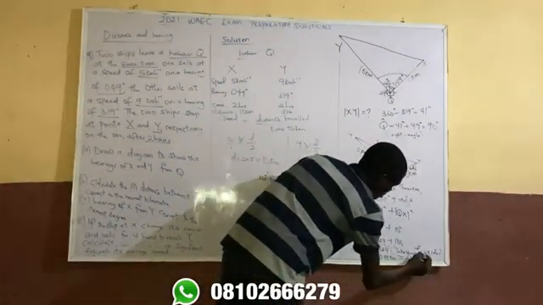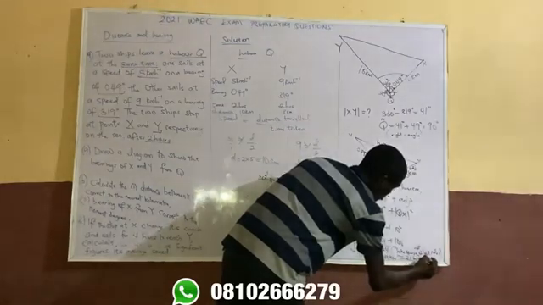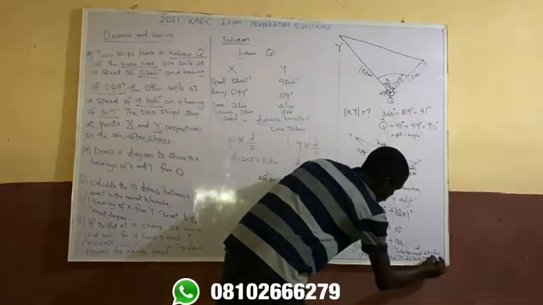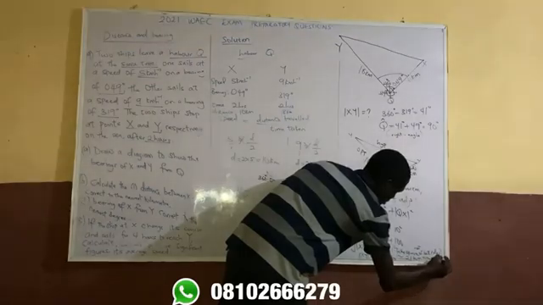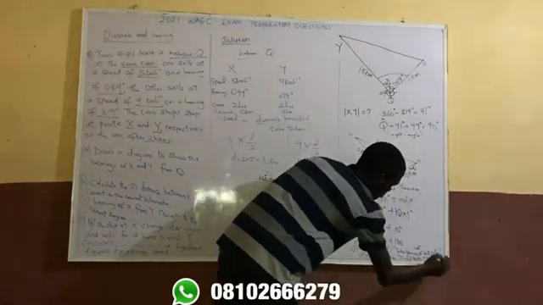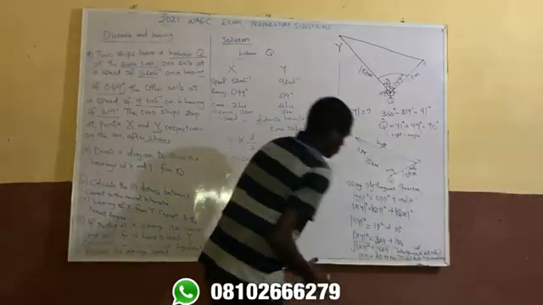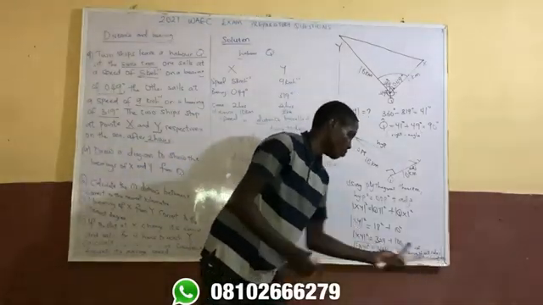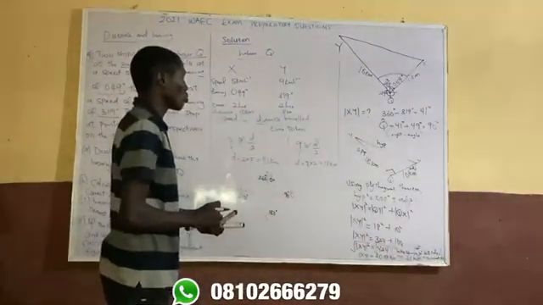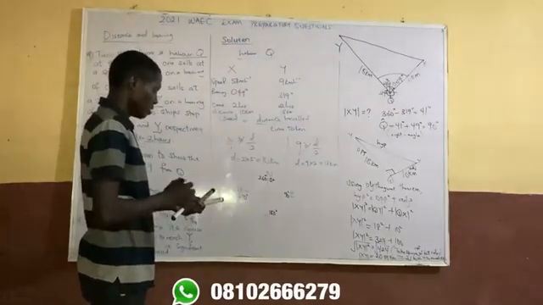21 kilometers to the nearest number. 21 kilometers to the nearest what? To the nearest kilometer. 21 kilometers to the nearest kilometer. So that is the first question on our display.